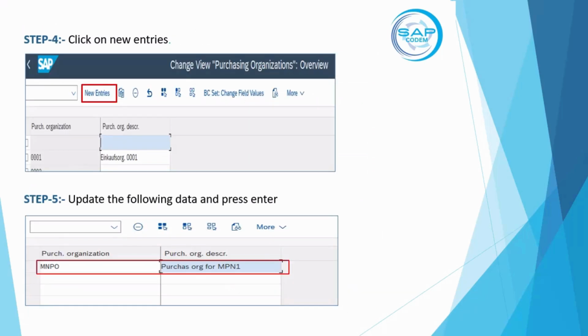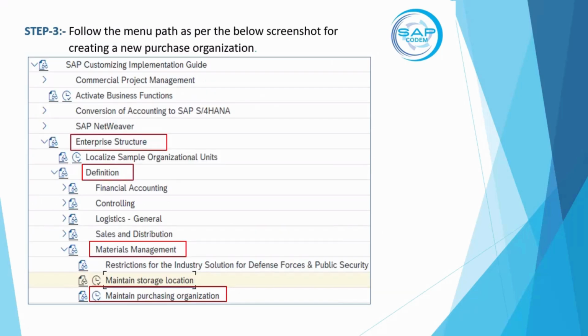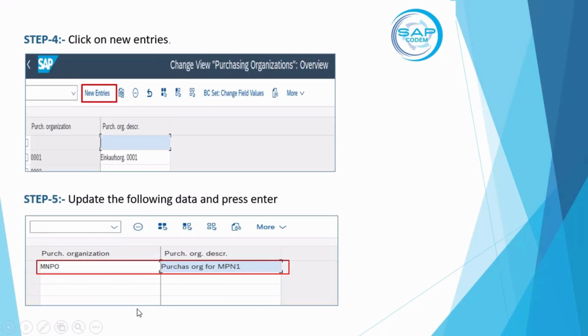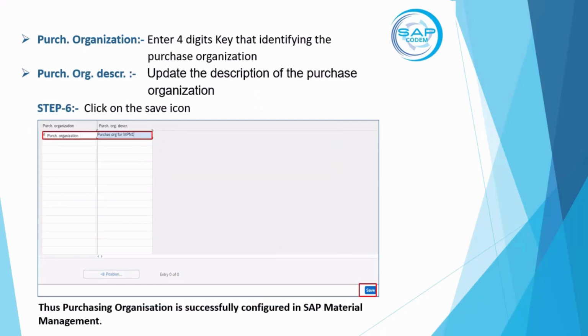We followed the path: maintain purchasing organization, and then we created the 4-digit code for the purchasing organization. If you want, you can have multiple purchasing organizations, like plant to plant, cross plant, reference purchasing organization. We can also create those, but let's make it very simple.